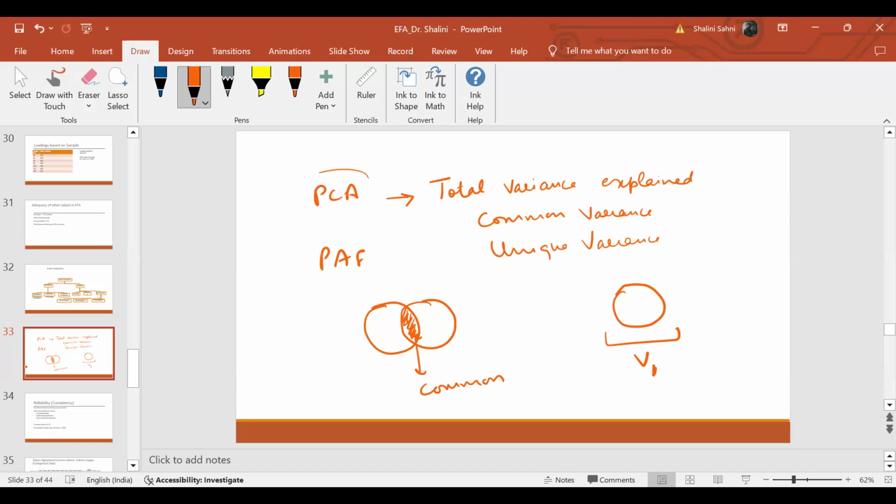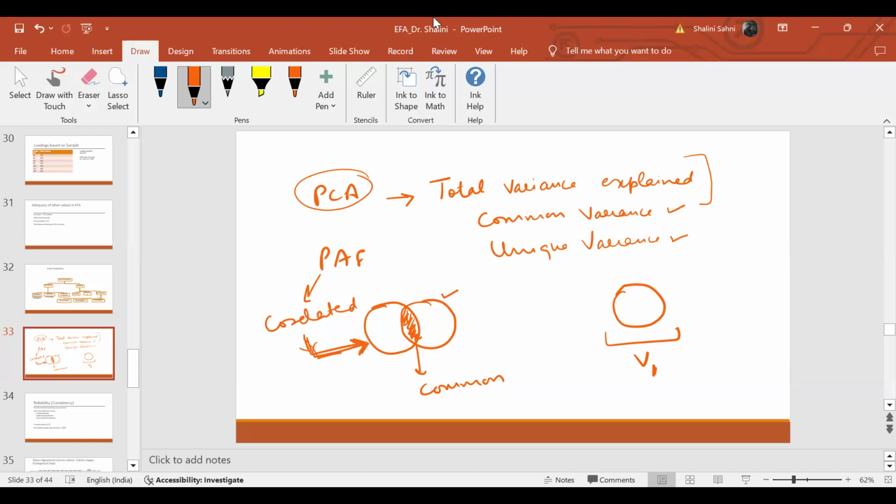So whenever we run a PCA, it gives you two variances. One is the common variance and the other is the unique variance. So we consider the common variance. However, when we run the PAF method, it is only based on the factors being correlated. Here, the factors are correlated. So that is why it is based only on the common variance.